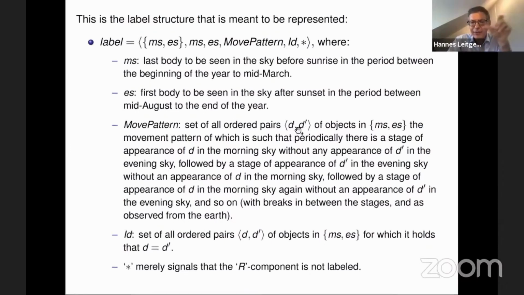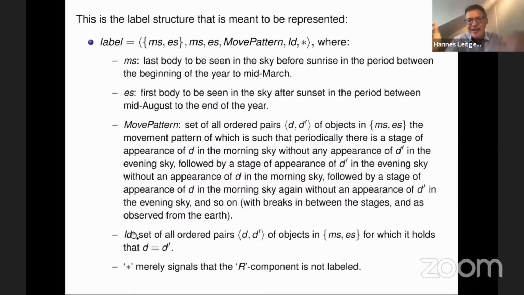The movement patterns of D and D prime is such that they periodically sort of switch places, as it were. There's a stage of appearance of D in the morning sky without an appearance of D prime in the evening sky, followed by a stage of appearance of D prime in the evening sky without an appearance of D in the morning sky, and so on, periodically, with breaks in between the stages and always observed from Earth. So really it's Venus occurring in the morning without Venus occurring in the evening, and then it's the other way around and so on. So obviously Venus stands in that movement pattern to itself. And that's the movement pattern that is my 4th component here.